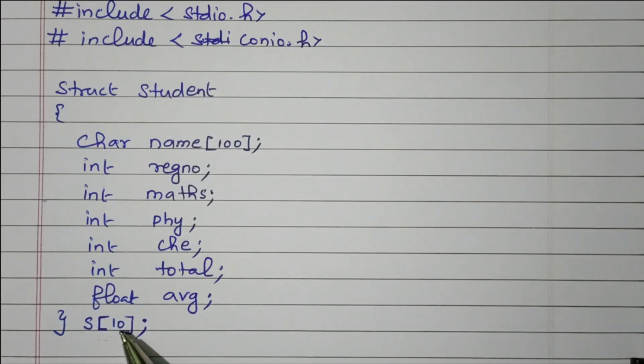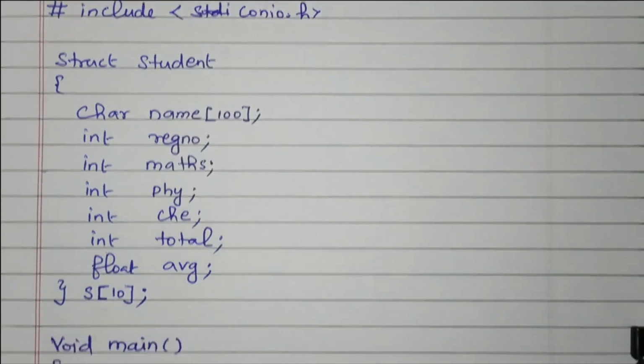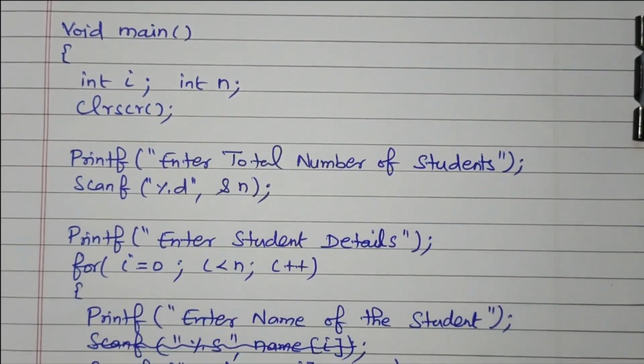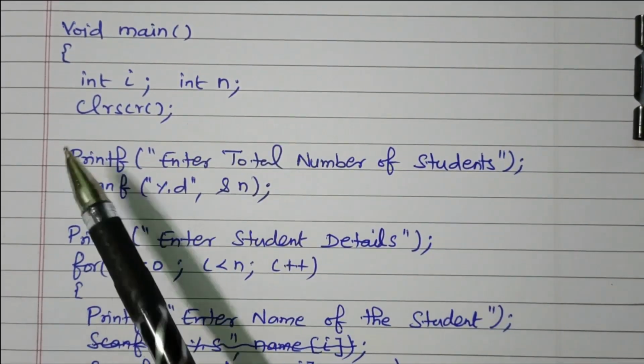S of 9 means 10th student. Like that we can store. Now we'll start the main program. Structure is declared and structure variable also created. Now we can go with the main program.